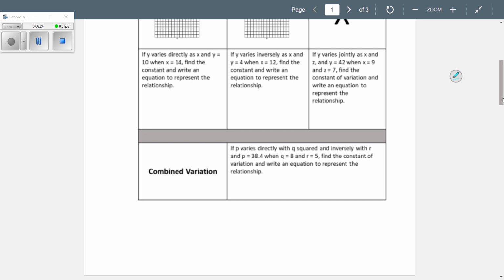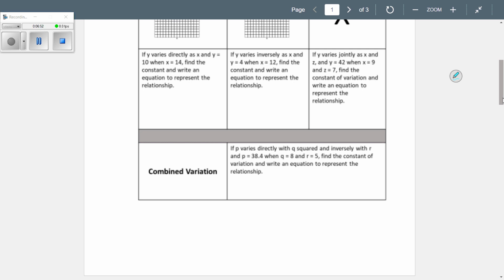It says if p varies directly with q squared and inversely with r and p equals 38.4, when q equals 8 and r equals 5, find the constant and write an equation to represent the relationship. I know that's a lot. They're trying to scare you, but it's the same thing we just did up there. We just combined two of them. We're doing direct variation and inverse variation. So don't freak out, okay?